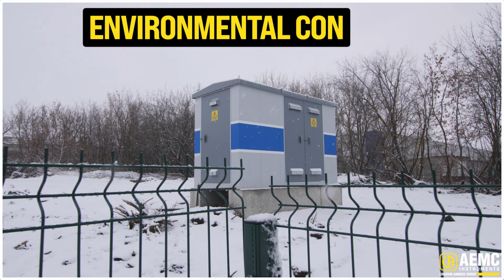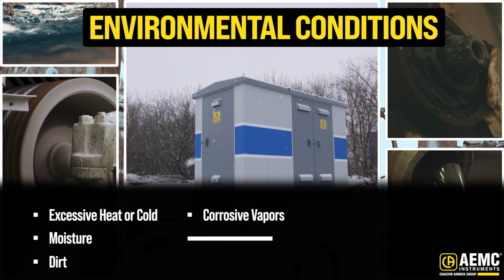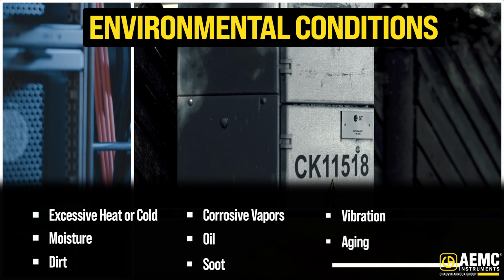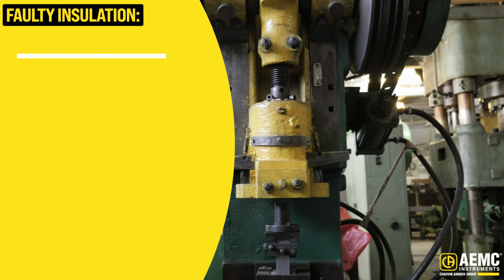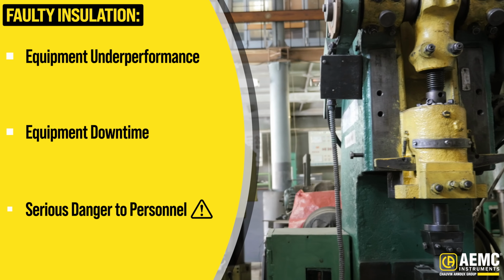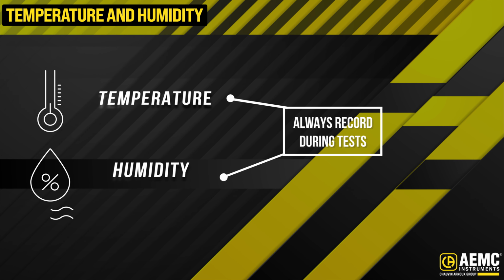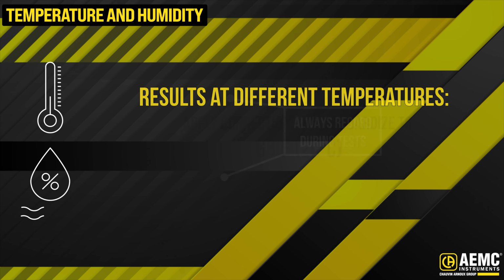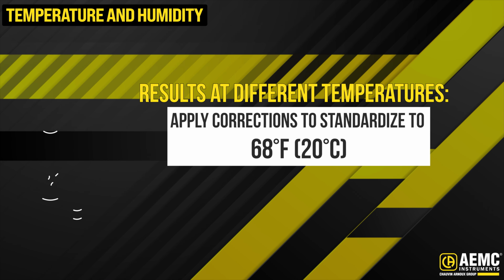Environmental conditions can affect readings. Excessive heat or cold, moisture, dirt, corrosive vapors, oil, soot, vibration, aging, and damaged wiring can all compromise an insulation system. Faulty insulation can result in equipment underperformance and downtime and be a serious danger to personnel. Always record temperature and humidity during tests. If results are taken at different temperatures, apply correction factors to standardize to 68 degrees Fahrenheit.